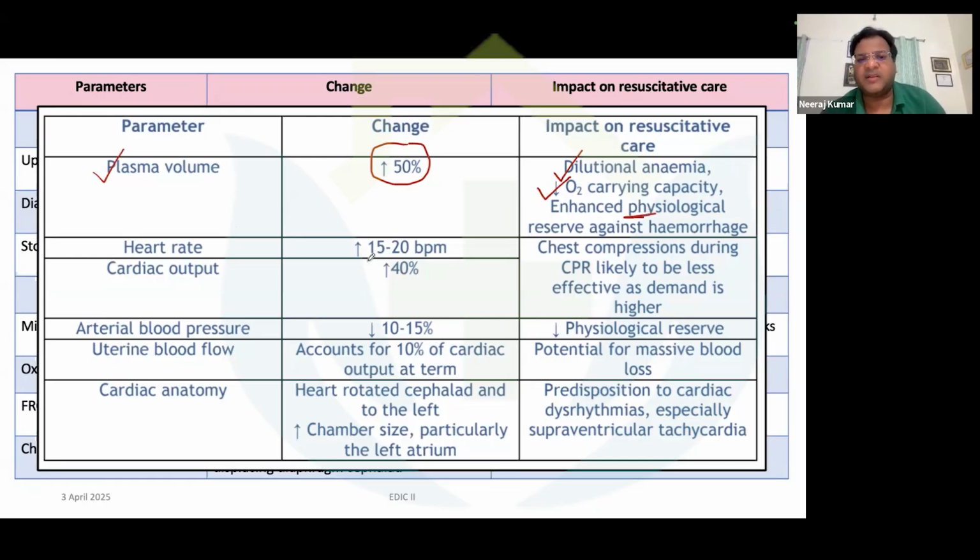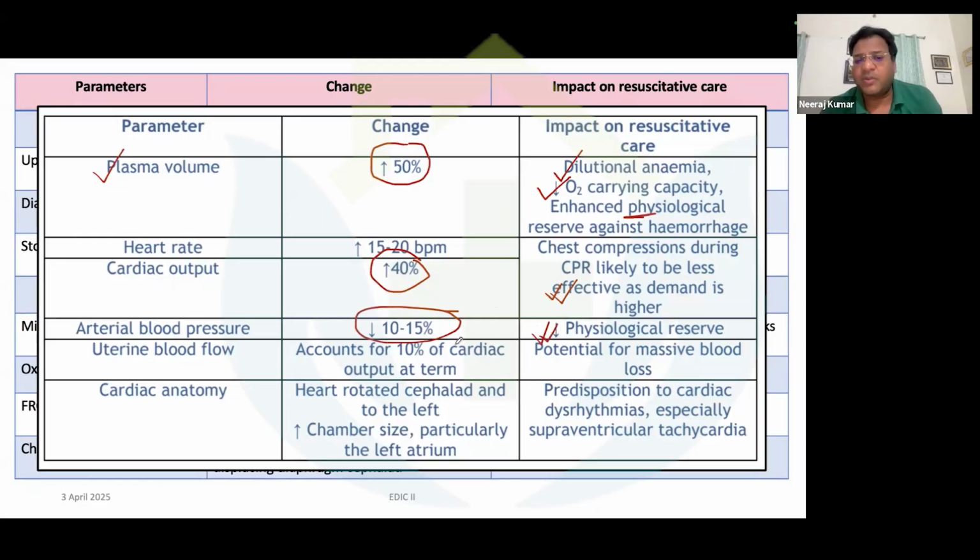Now the second point is heart rate. The heart rate is going to increase by 15 to 20 beats per minute. Cardiac output is going to increase by 40%. So chest compressions during CPR are likely to be less effective as demand is higher. That's why the cardiac output is very much compromised here, and chest compressions may be less effective if you are doing CPR. Now come to the arterial blood pressure. Arterial blood pressure is falling by 10 to 15%, and that's why the physiological reserve will decrease here.